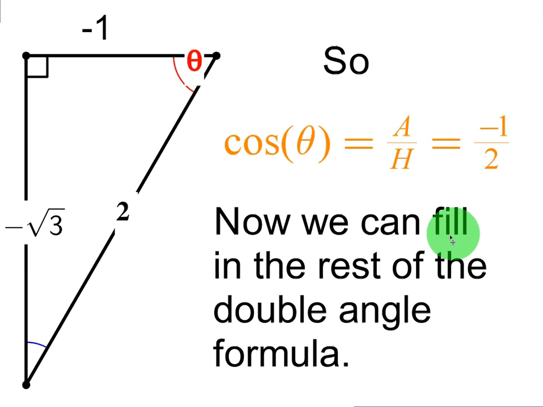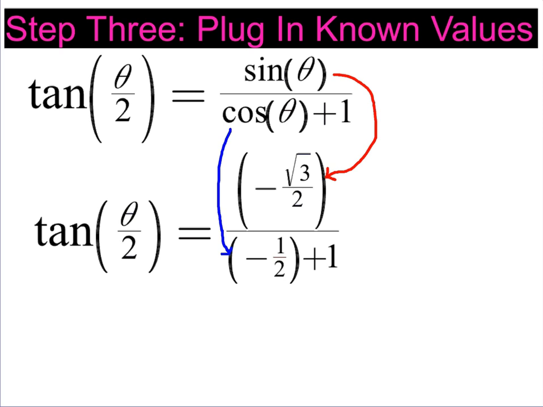Okay, so now we can fill in the rest of the double angle formula, now that we know that cosine is negative 1/2. So for step 3, we're going to plug in what we figured out. One fact, we were given that sine of theta was negative square root of 3 over 2. We're now going to plug in cosine of theta, which is negative 1/2. And that way we can solve for tangent of theta over 2, just simply simplifying this complex fraction. So we have negative square root of 3 over 2 on top and negative 1/2 plus 1 on the bottom. The bottom is actually going to simplify to 1/2, so it's not going to be too bad.